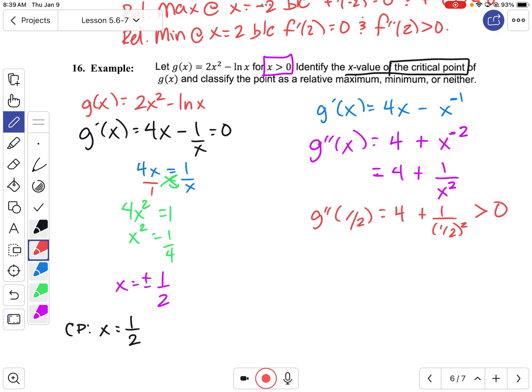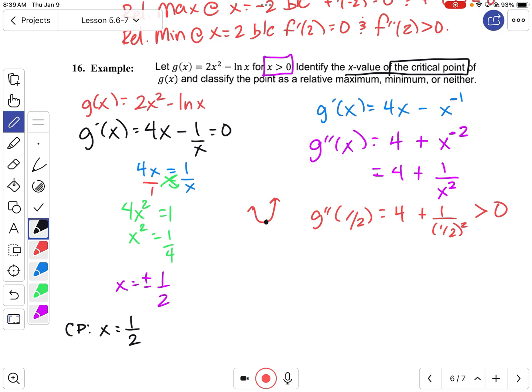Because if it's positive, what kind of concavity do I have right there? Concave up. And if it's concave up, what do we have? Max or a min or neither? We have a minimum. Because it's concave up, we have a minimum.